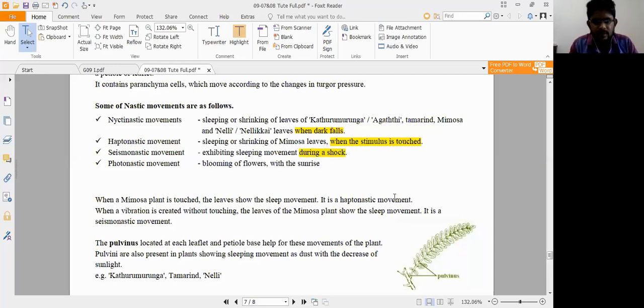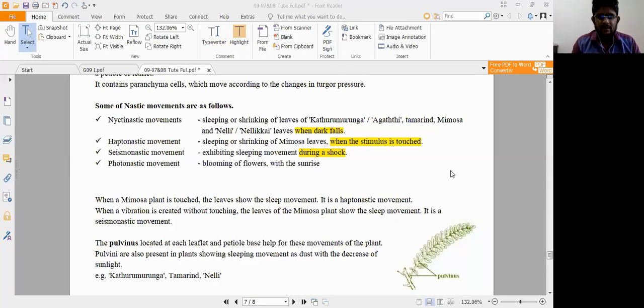Photonastic movement, blooming of flowers with the sunrise. So towards the light they are moving, showing growth, and that is called photonastic movement. It doesn't depend on where the light is on; always towards the sunrise they will be blooming the flowers. So that is photonastic movement. These are some examples of nastic movements: nyctinastic, haptonastic, seismonastic and photonastic.